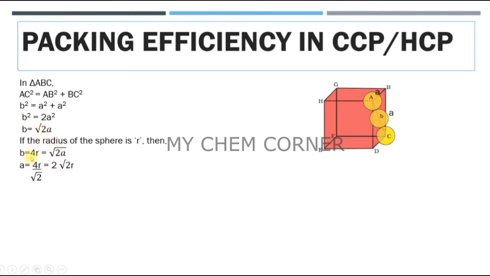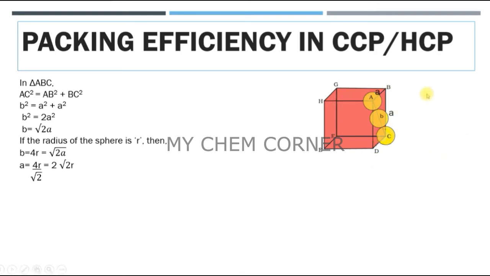Now when we further simplify that, A is equal to 4R by root 2. When you simplify this, you will get 2 root 2R. Now this is going to be the value of A. So let's keep that calculation aside. Now if you look at the unit cell of this CCP, it will have 4 spheres.